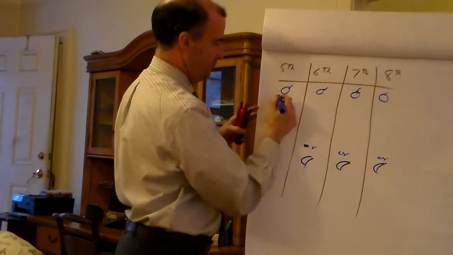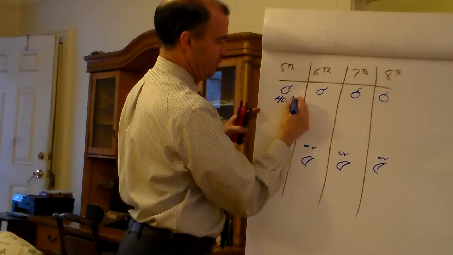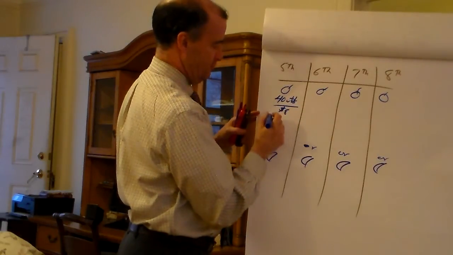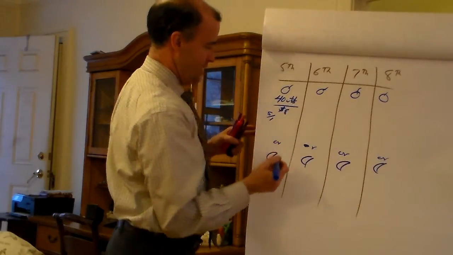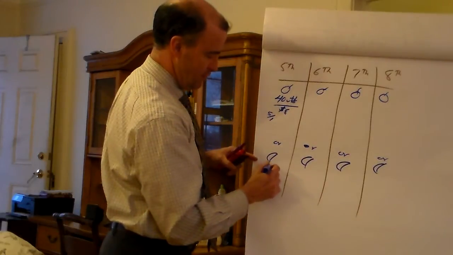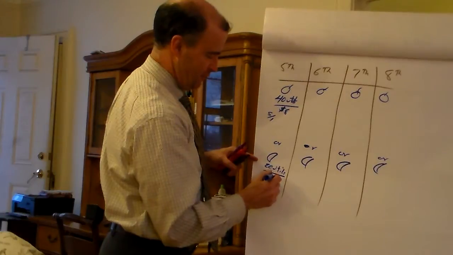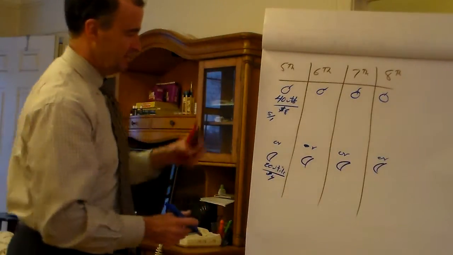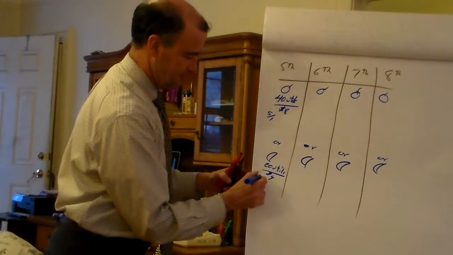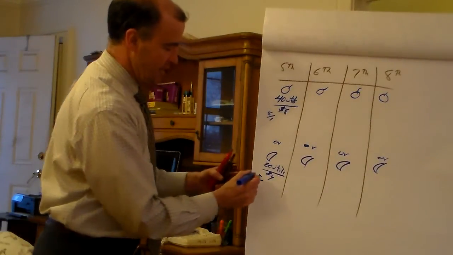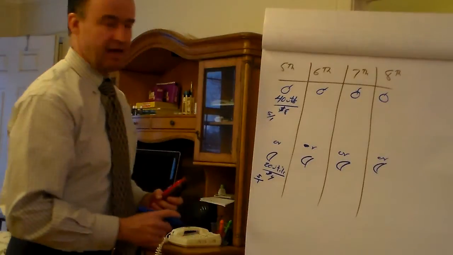I got 40 utils over $8, a ratio of 5 to 1. And we had what? We had 20 utils before over $4. All right, this is interesting. It's a tie. Again, that ratio is 5 to 1. The marginal utility per dollar is a tie.